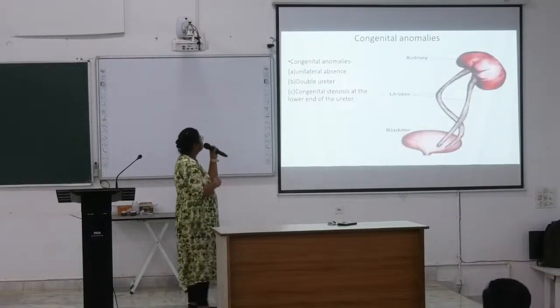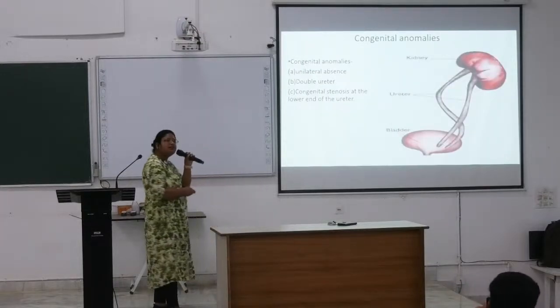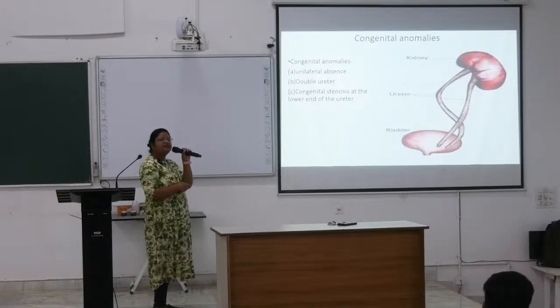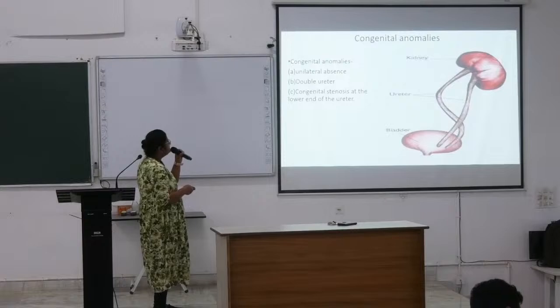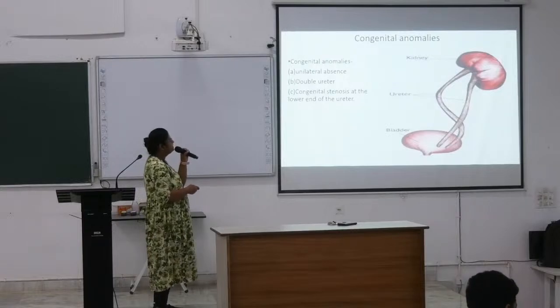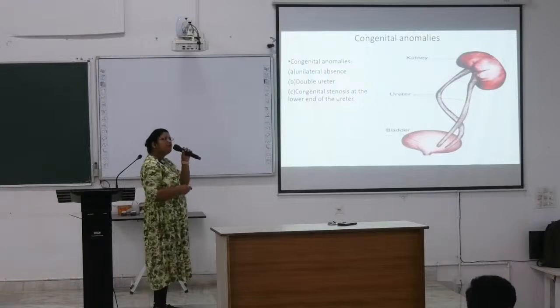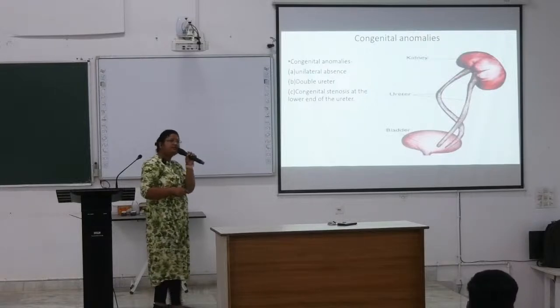Next, congenital anomalies. Unilateral absence can be there. Absence of ureter and one-sided kidney can also be present. Double ureter, here two ureters are present from this kidney. Congenital stenosis at the lower end of the ureter. These are the different congenital anomalies of ureter.